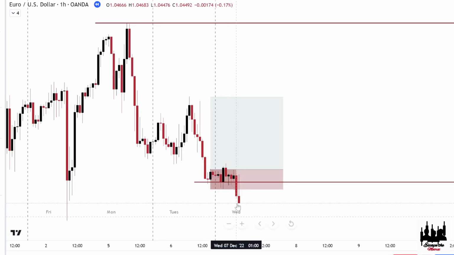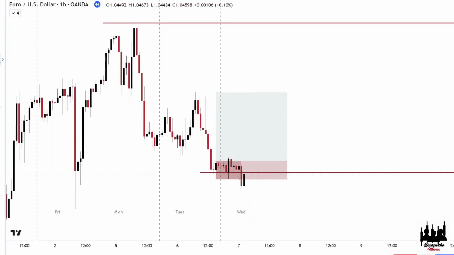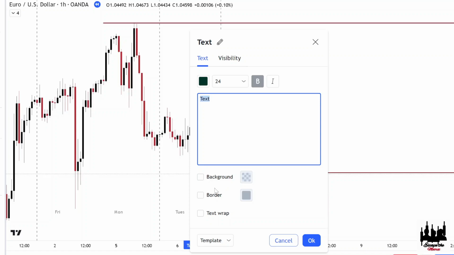But in this instance, price failed and you take a loss. So what do you do here? Just because you took a 16 pip loss, it's almost 17, so 17.